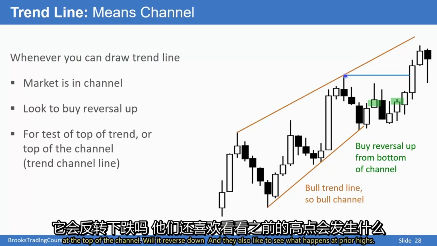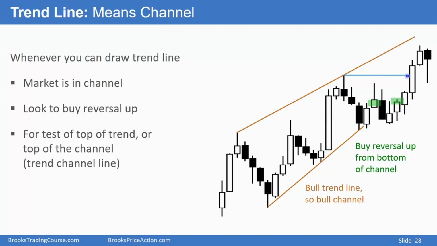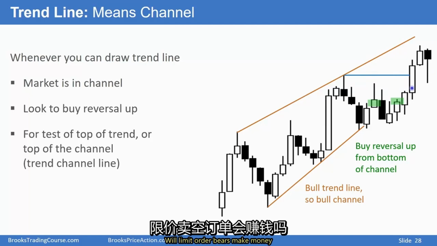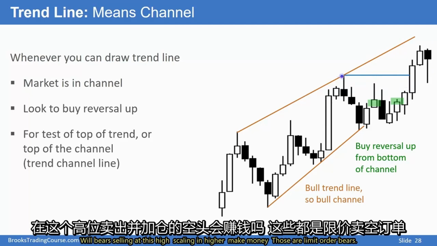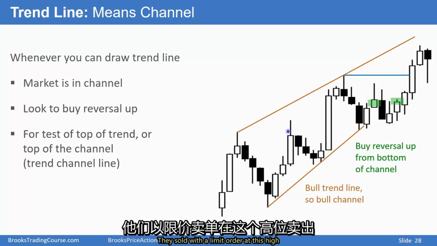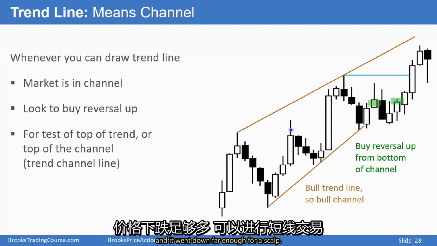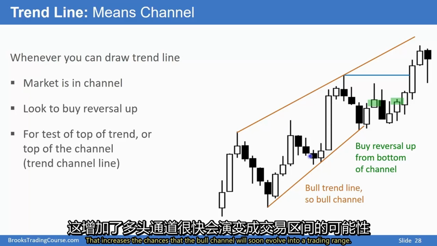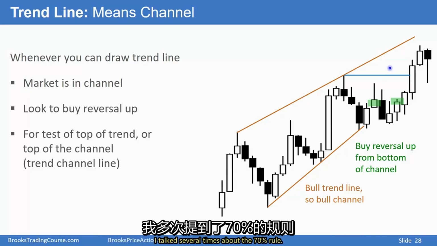And traders like to see what happens at the top of the channel. Will it reverse down? And they also like to see what happens at prior highs. Will it reverse down? Will limit order bears make money? Will bears selling at this high, scaling in higher, make money? Those are limit order bears. Limit order bears here made money. They sold with a limit order at this high, and it went down far enough for a scalp. That increases the chances that the bull channel will soon evolve into a trading range.